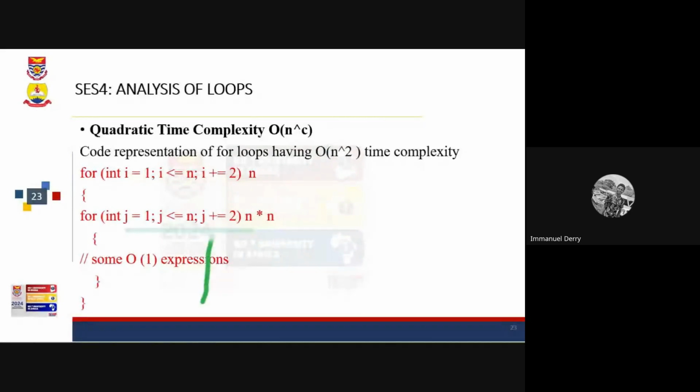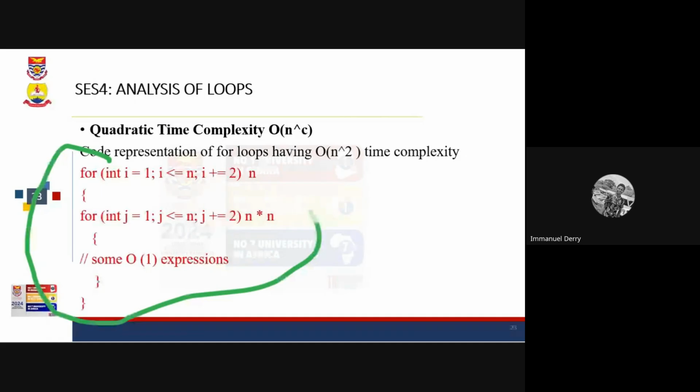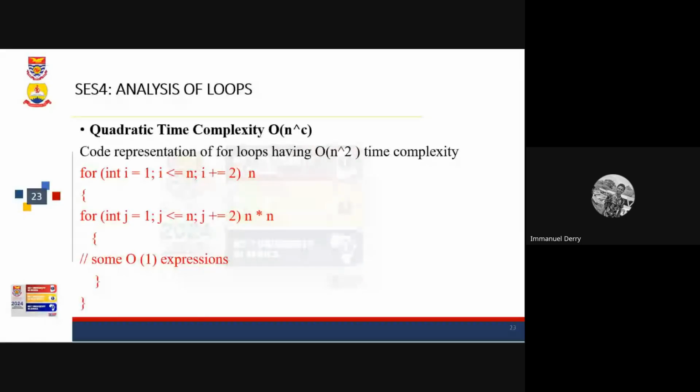So to make this very easy for us, to find the complexity of this particular loop, all we have to do is to add their various operations together, and then we use our normal notation to determine the complexity. Michael Texan, where is the problem? Is it on the quadratic time complexity?